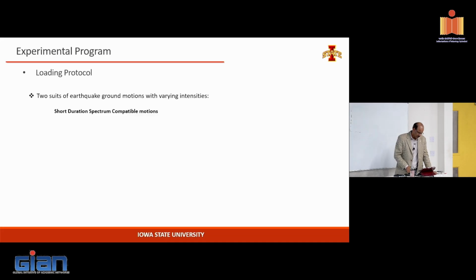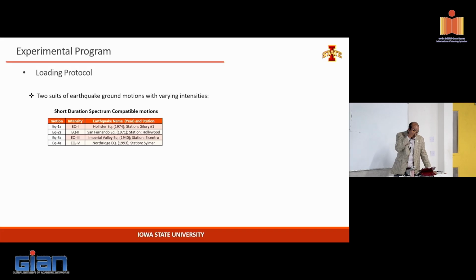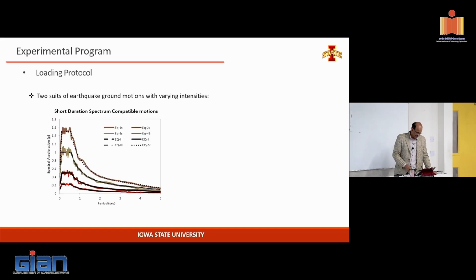So these are the 2 suites of earthquakes. The first suite is a spectrum compatible motion. Spectrum compatible means EQ1, EQ2, EQ3. This tells you what the original motion was, and we modified it to match this. So if you calculate the spectrum of the modified earthquakes, it matches pretty well. It's important to make sure when you match, how it will perform.